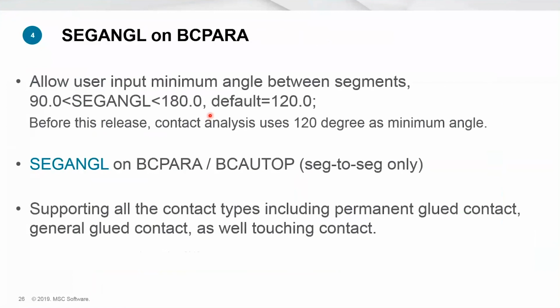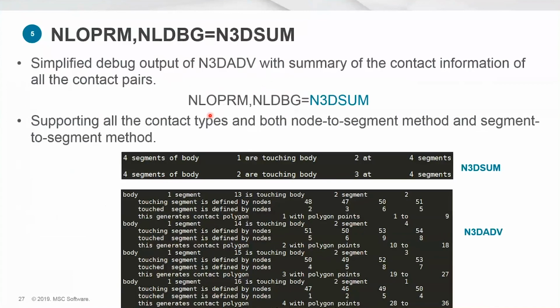Now, this will allow for surfaces that are parallel to each other, as well as surfaces that are at 90 degrees with each other. And again, this is supported with all contact types, including permanent glue contact, traditional glue contact, as well as touching contact.